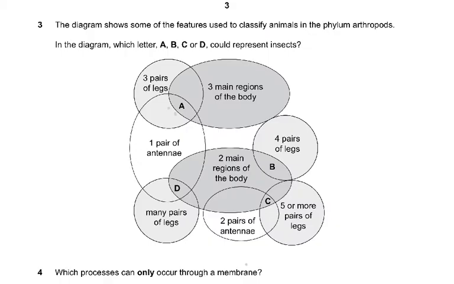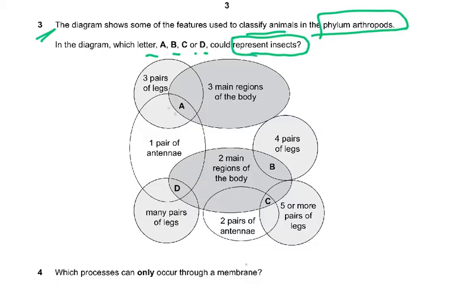Now coming to question number 3, the diagram shows some of the features used to classify animals in the phylum Arthropods. In the diagram, which letter A, B, C or D could represent insects? Now insect is one further classification of arthropods. But basically it has 3 main regions of the body, 3 pairs of legs and 1 pair of antennae, so the answer is A. But I'll just revise this with you in a minute.